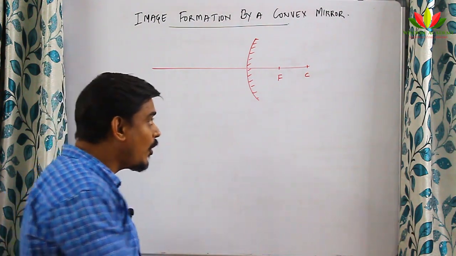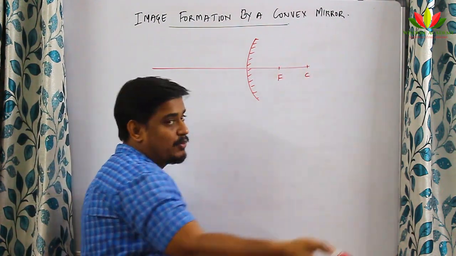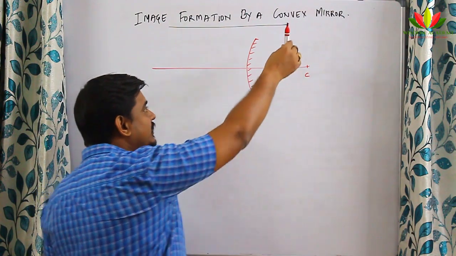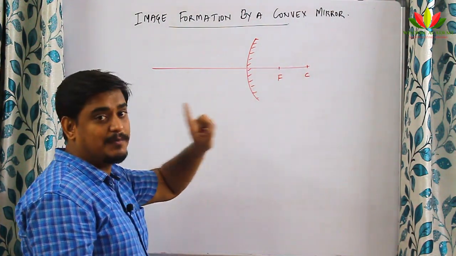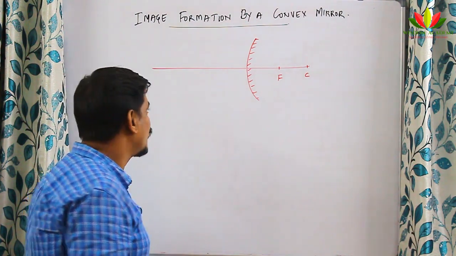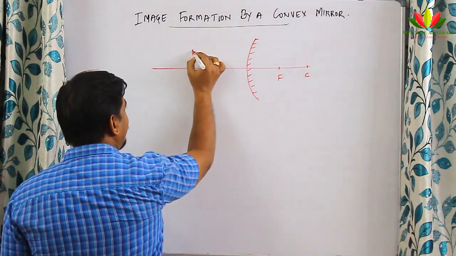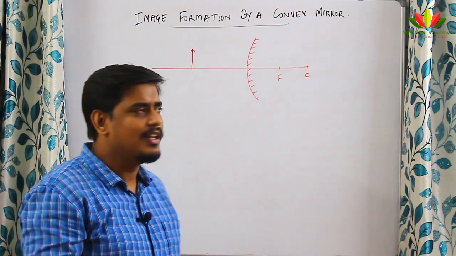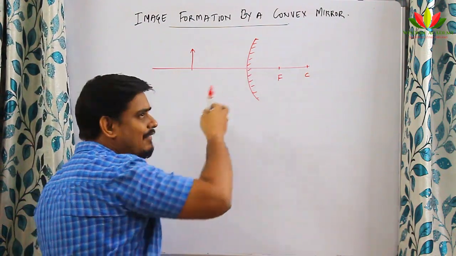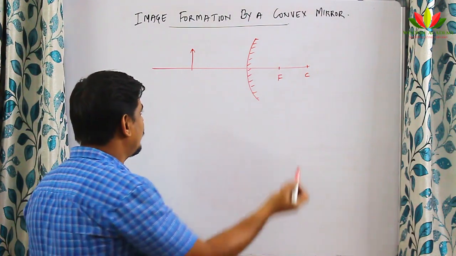But can we keep the object on this side? We can't, because if we keep the object on this side, there will be no image formed, because always we should keep the object on the reflecting side. So here we have to keep the object anywhere. Can we have many cases in a convex mirror? We cannot, because anywhere you keep, it will give the same condition. So we can try that.